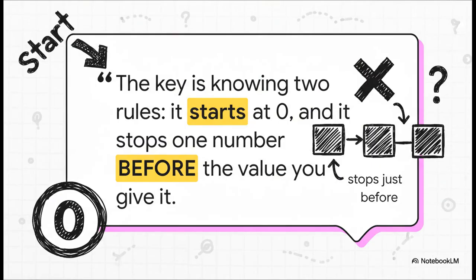Okay, now lean in, because this is the most important part. If you only remember one thing from this whole explainer, make it this. There are 2 simple rules. Rule 1, Python, like most programming languages, starts counting at 0. And rule 2, this is the one that gets everybody. It always stops one number before the number you tell it to stop at.